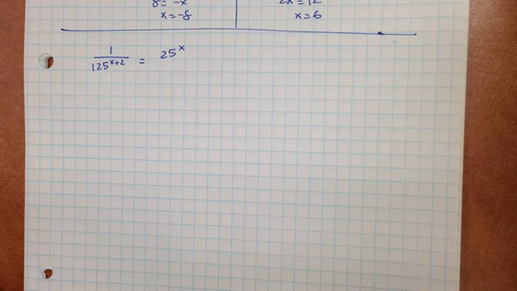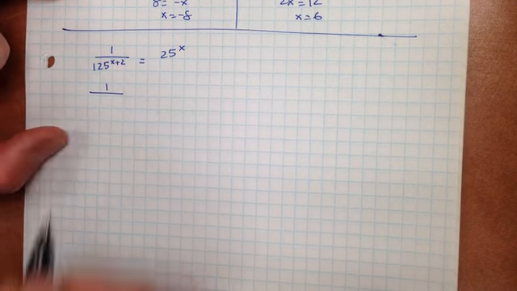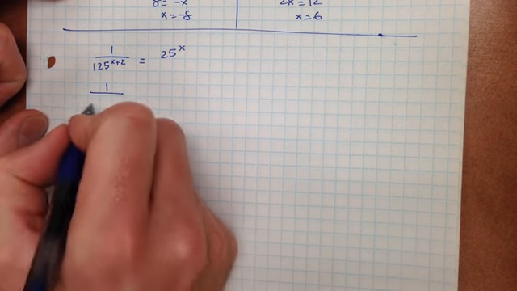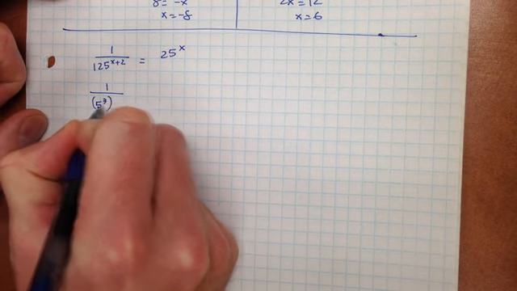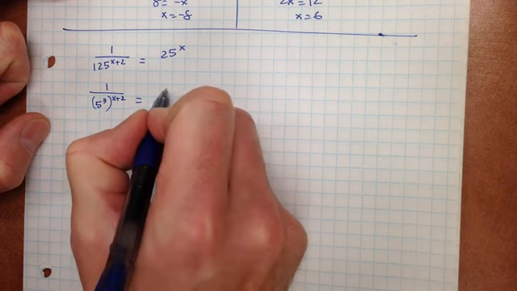So first things first, I'm going to try and match these bases, and I'm thinking a base of 5. So 125 would be 5 cubed to the x plus 2 equals 25. Well, that would be 5 squared.